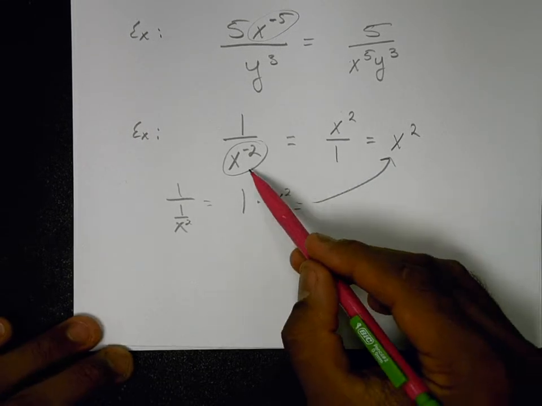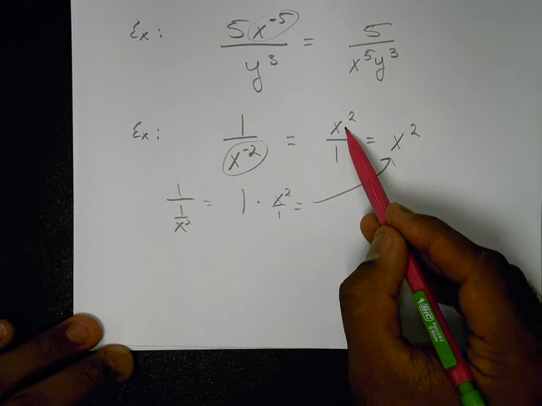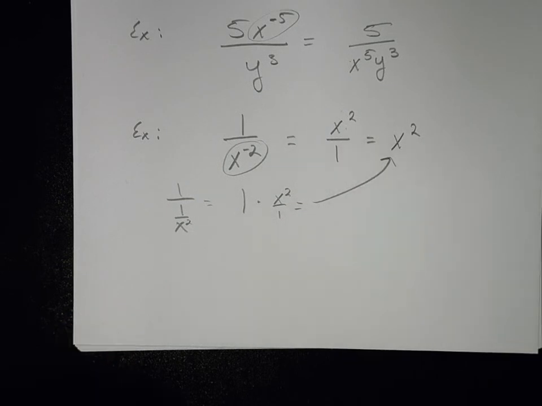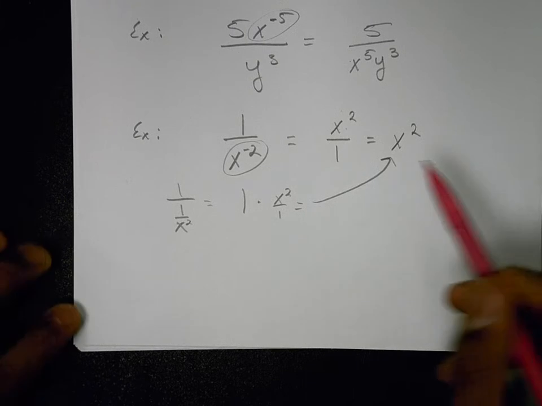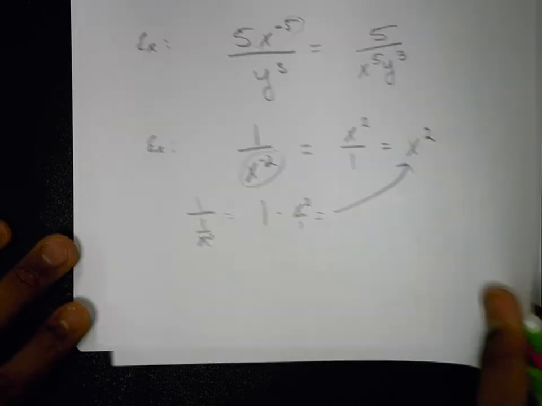So what it looks like is that it just switches from numerator to denominator or vice versa. For a shortcut, yes. Mathematically, it's a little bit more than that, okay? But it's basically going to go to the numerator.